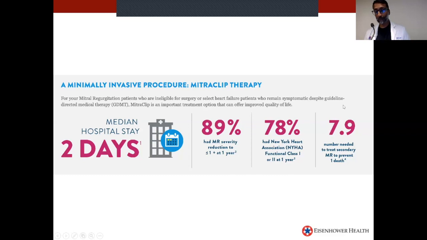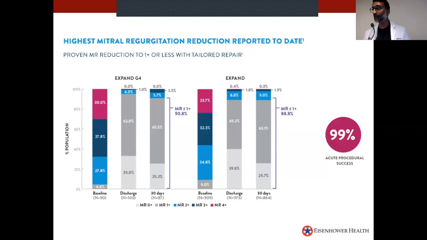Now, what's most impressive is the number needed to treat to prevent 1 death in people who have heart failure and mitral valve disease is about 8. So if you treat 8 people with the MitraClip, you prevent 1 death. And we'll compare that to what other data shows for other medications, but it's one of the more effective treatments we have in preventing death and heart failure nowadays. Now, the amount of reduction we get in mitral valve regurgitation, again, with a 99% procedure success rate, these are the newest trial data.